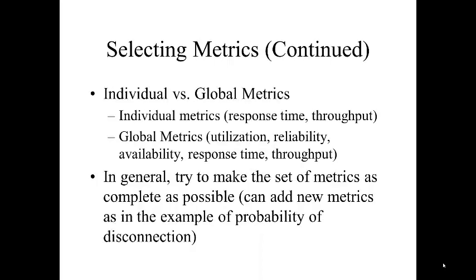You also need to select individual or global metrics. Individual metrics reflect the utility of each user, while global metrics reflect the system-wide utility. So individual metrics are things like response time or throughput for individual users, whereas global metrics are the utilization, that is, how busy the system is, how much it is utilized, its reliability, availability, overall response time, and throughput. In general, try to make sets of metrics as complete as possible. You can always add new ones, for example, the probability of disconnection.